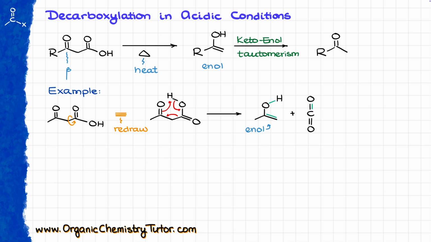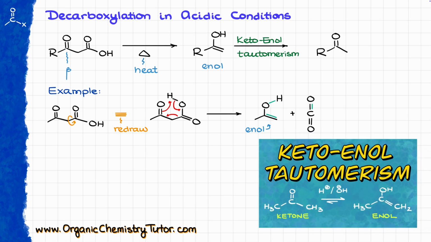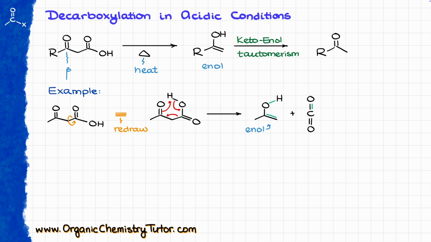Now, as I've mentioned, the enol here is going to be an intermediate. That is not our final product. Enols are intrinsically unstable, so what we're going to see here is the keto-enol tautomerization to give us a more thermodynamically stable carbonyl. In this case, it's going to be a ketone. I do have a dedicated tutorial on the keto-enol tautomerism, so if you need a refresher, you might want to check that one out as well, but I will still show the mechanism here nonetheless.